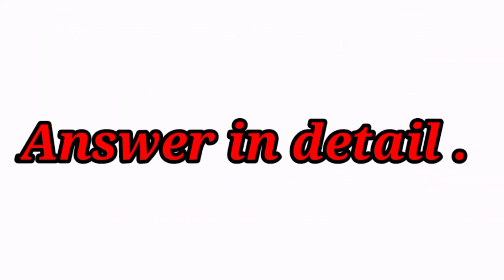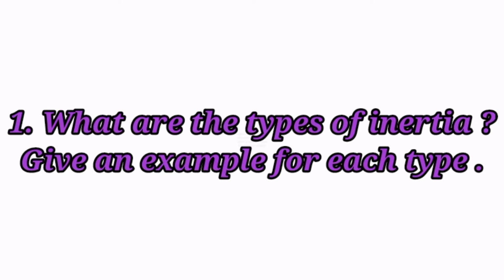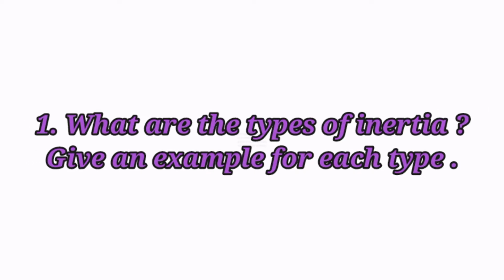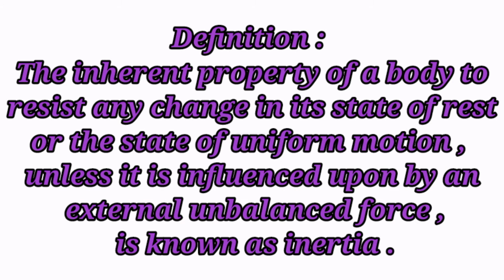Answer in detail. First question, what are the types of inertia? Give an example for each type. Definition. The inherent property of a body to resist any change in its state of rest or the state of uniform motion unless it is influenced upon by an external unbalanced force is known as inertia.